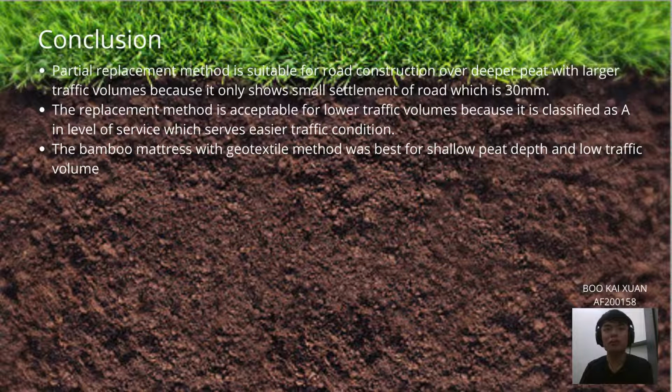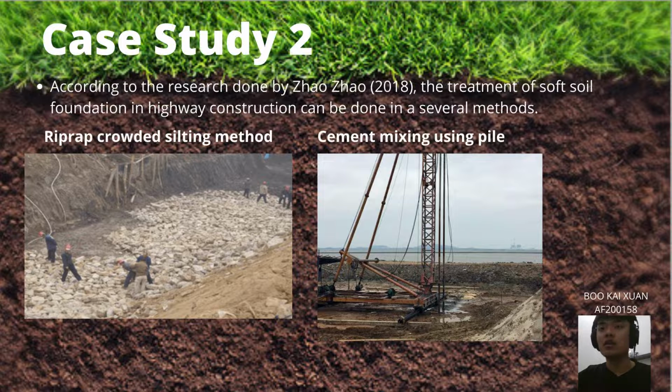In conclusion, the partial replacement method is suitable for road construction over a deeper pit. The replacement method is acceptable for lower traffic volume, and the bamboo mattress with geotextile method was best for shallow pit depth. In case study 2, the researcher stated that the treatment of soft soil foundation in highway construction can be done in several methods.